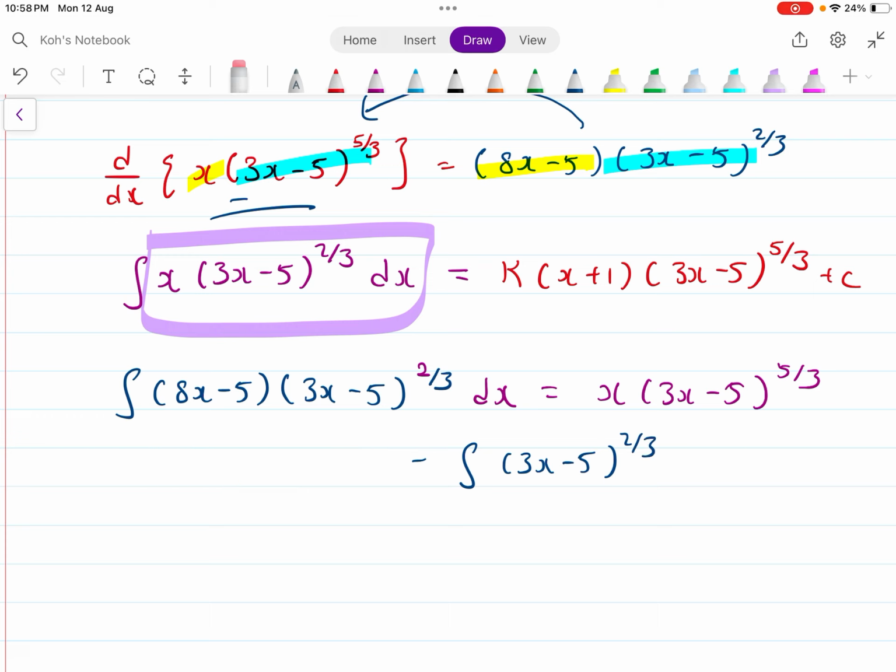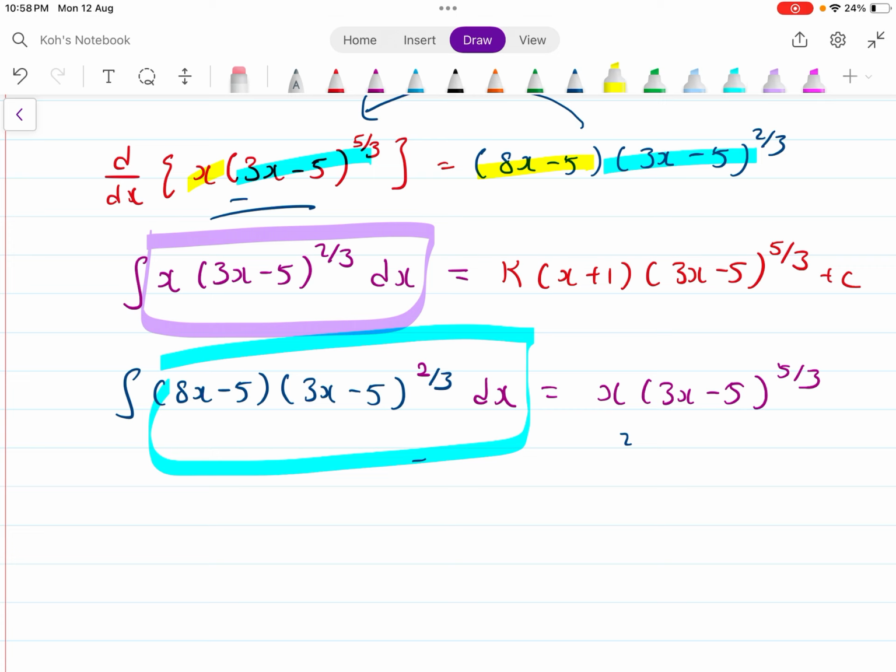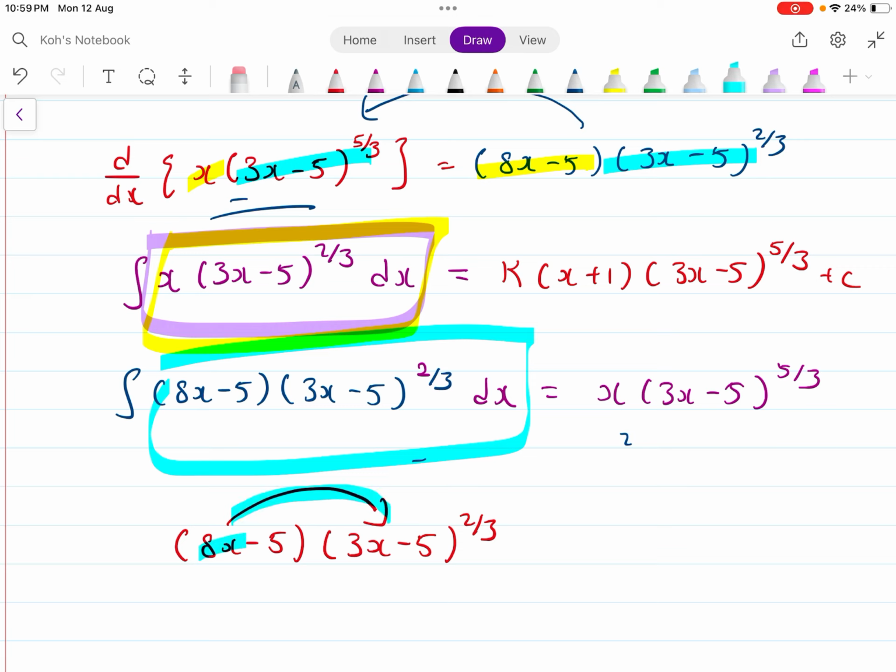Okay, so I show you how to do it. Very, very simple. You realize that it's almost impossible to change this to this thing, but actually you can do a simple trick. For example, you look at the 8x minus 5, then put a bracket. I put this as well, (3x minus 5)^(2/3). So you can think of it as doing a bit of expansion. You do 8x, you multiply with the whole of this thing, meaning you will get something like this.